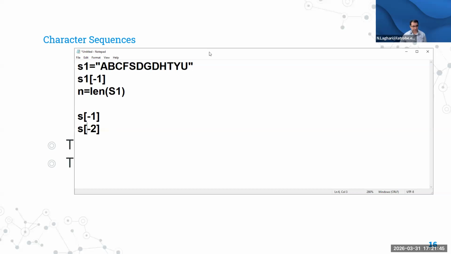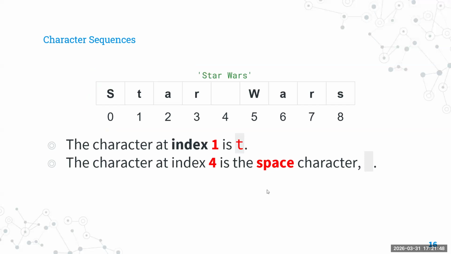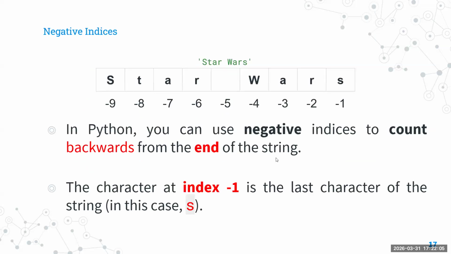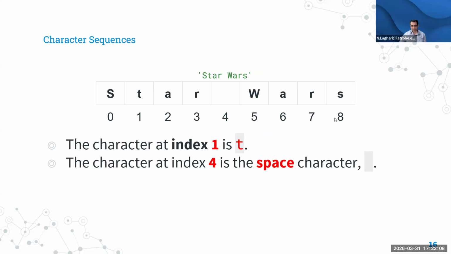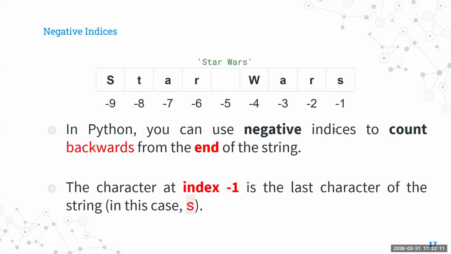Someone was asking a question? Yes. So in that case, S1 minus 2 is Y, is it? In the last example, on the previous slide, not this one. So you see that minus 1 refers to the last character. Minus 2 refers to what?